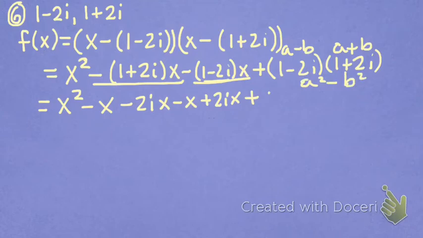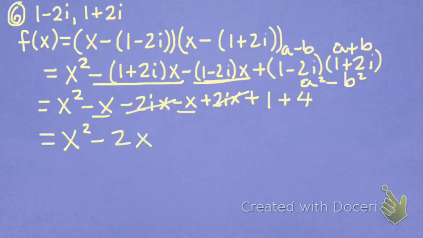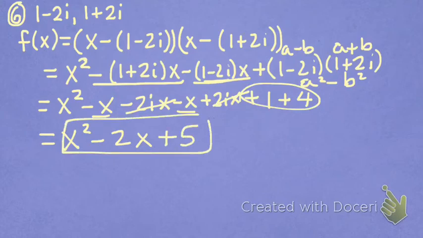Right, so we're going to square 1, so that's 1, and then minus 2i squared. 2 squared is 4, i squared is negative 1, so really that gives us a plus 4 at the end. So we're almost ready to get this written down as one simple little polynomial. And we lose the minus 2ix and the plus 2ix, and then we have an x squared, and then we have a minus x and a minus x, so that's minus 2x, and then we have our plus 1 and plus 4, which gives us a plus 5. And that is our standard form of this polynomial.